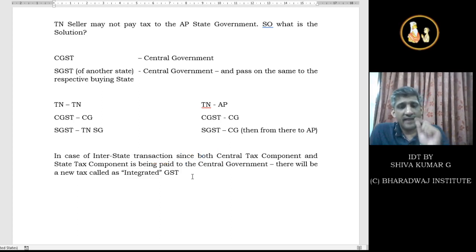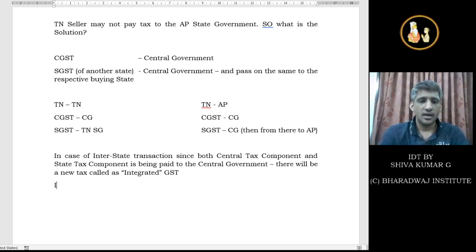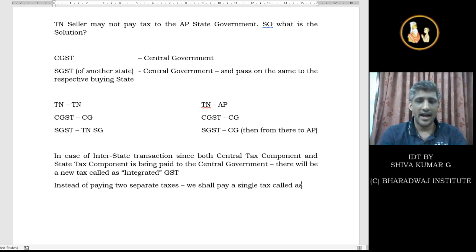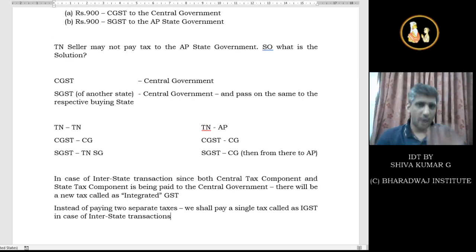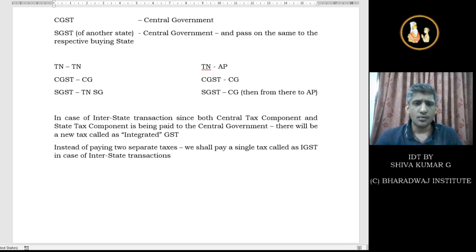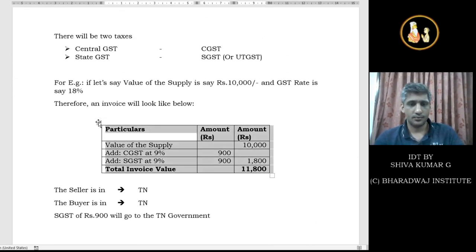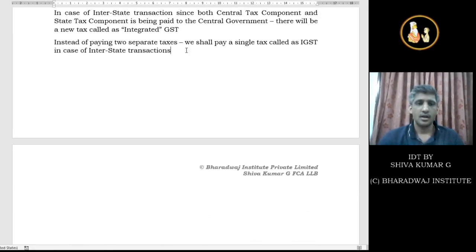So what will we do? When we pay both tax to the government, instead of paying two separate taxes, we shall pay a single tax called as IGST in case of interstate transactions. Okay, now this leads to another problem. What is that problem? I'll come to it shortly. Now, let's go and copy this. You remember this is what we did here. We'll copy this. We'll go to the next page.